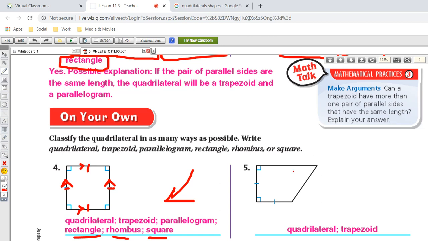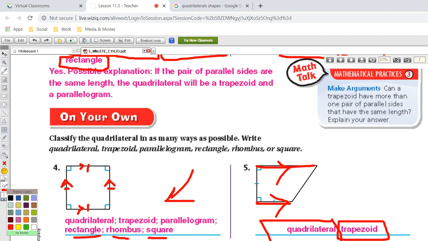Firstly, we have 4 sides, so write quadrilateral. Then only 2 sides are parallel, which is here and here. Then trapezoid. So trapezoid here is about only 2 sides being parallel. But we ask ourselves, each two opposite sides are parallel? We have here two opposite sides, but they are not parallel. So we can't write parallelogram, so we stop here.